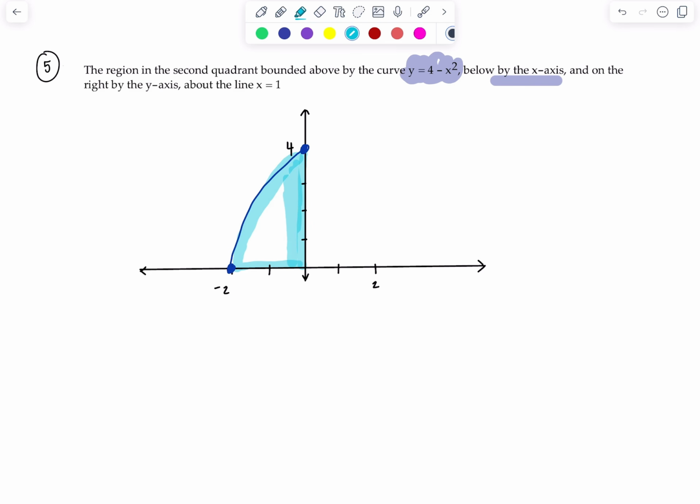And we're spinning this, oh, this is different, about the line x equals 1. X equals 1, you say. Why, yes, we're spinning it around x equals 1. Okay, let me draw what it would look like.